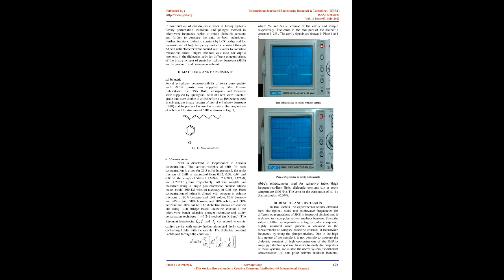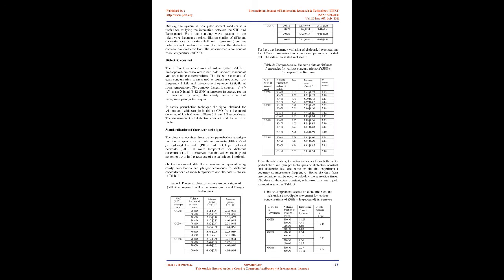2. Materials and experiments. A. Materials. Pentyl P-Hydroxy Benzoate, 5-HB, of extra pure quality with 99.5% purity was supplied by M/S Frinton Laboratories Inc., USA. Both isopropanol and benzene were supplied by Qualigens. Both of them were XLR grade and were double distilled before use. Benzene is used as solvent. The binary system of Pentyl P-Hydroxy Benzoate, 5-HB, and isopropanol is used as solute in the preparation of solution.